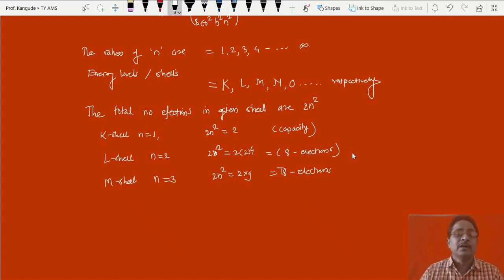We can go further, and that's what this particular calculation also shows you: depending upon which shell we are dealing with, the total number of electrons that can be accommodated by that shell is given by this formula, twice n square.